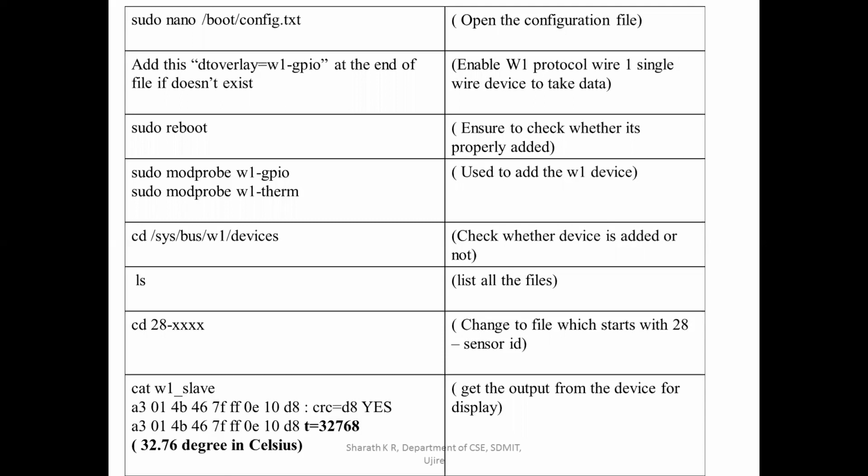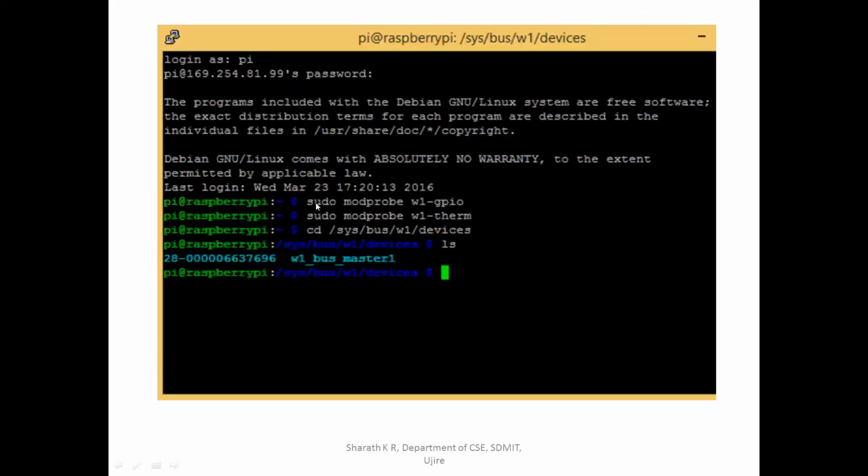The W1 protocol is basically a single wire protocol, because this sensor contains a single wire through which the data could be accessed. Once this line is added to the configuration file, in order to ensure that it is applied, we have to reboot. That could be done by using the command sudo reboot, and if everything goes right, upon writing the command, we get the next command line prompt, it means that the command was successfully executed without any errors. Otherwise, we would get the errors on the terminal.